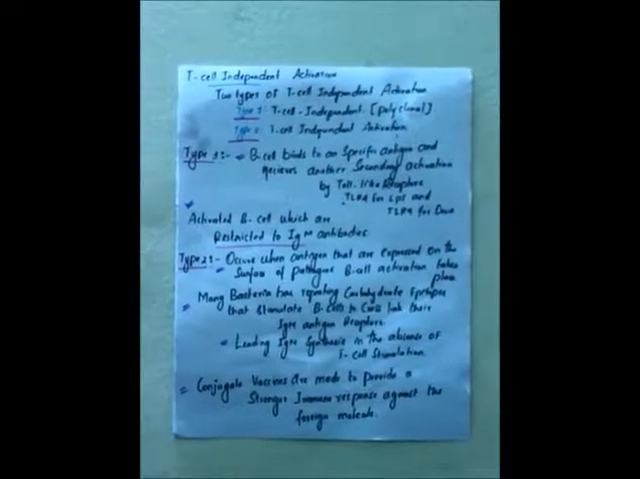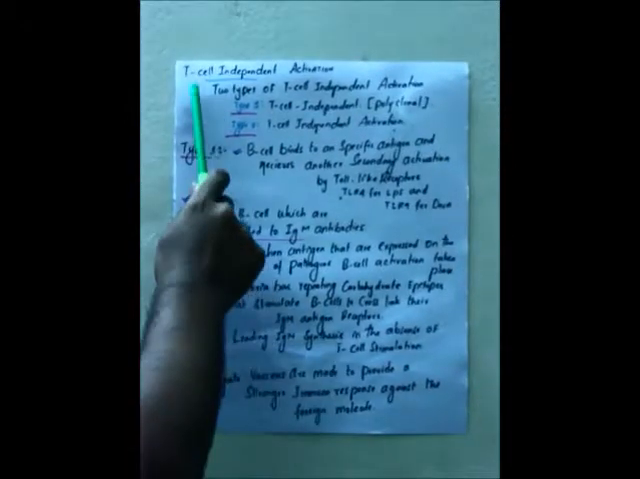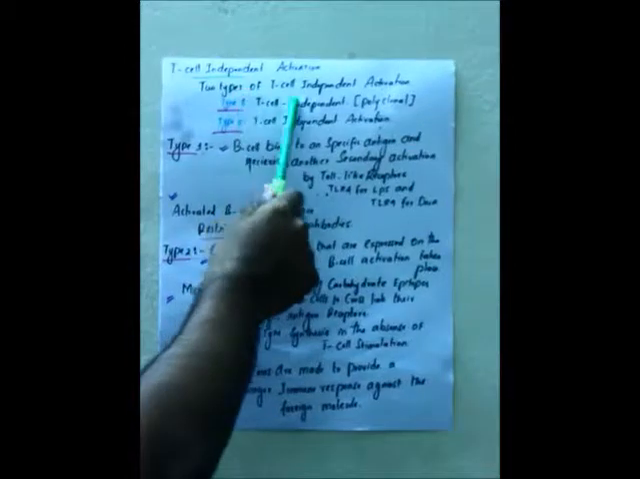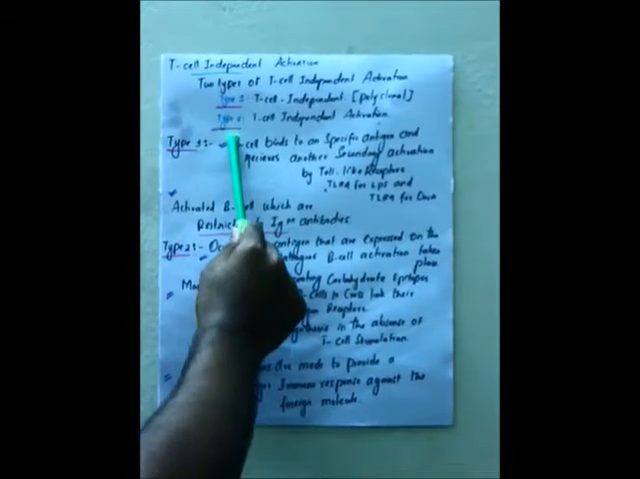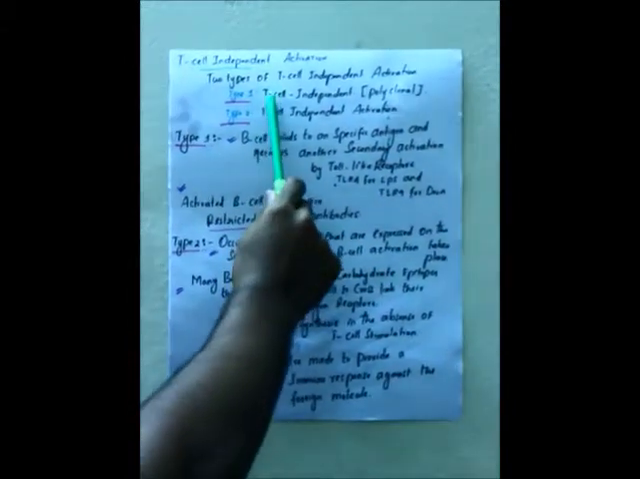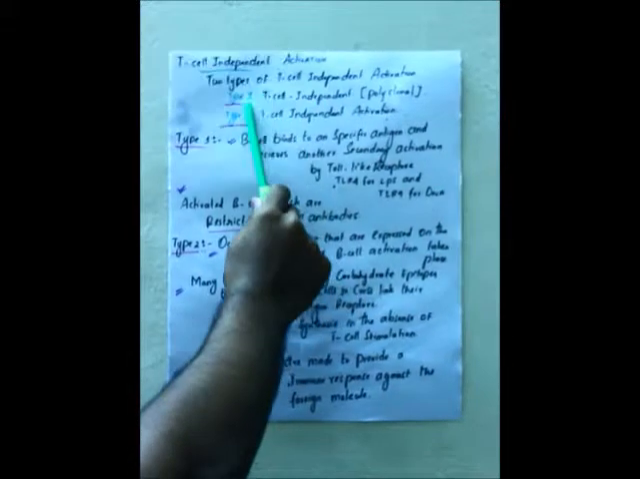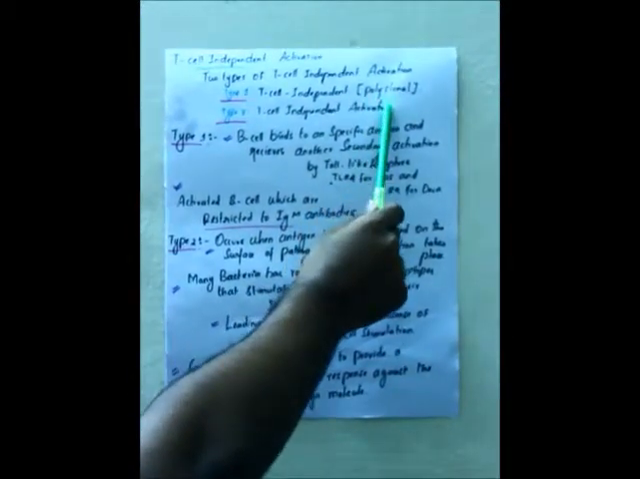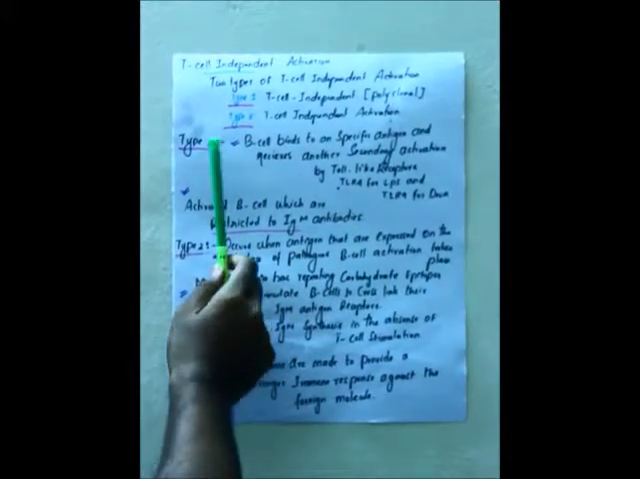Now we are going to see about T cell independent activation. T cell independent activation consists of two types, type 1 and type 2. Both are T cell independent, but type 1 is also called polyclonal. Now we are going to see about type 1.